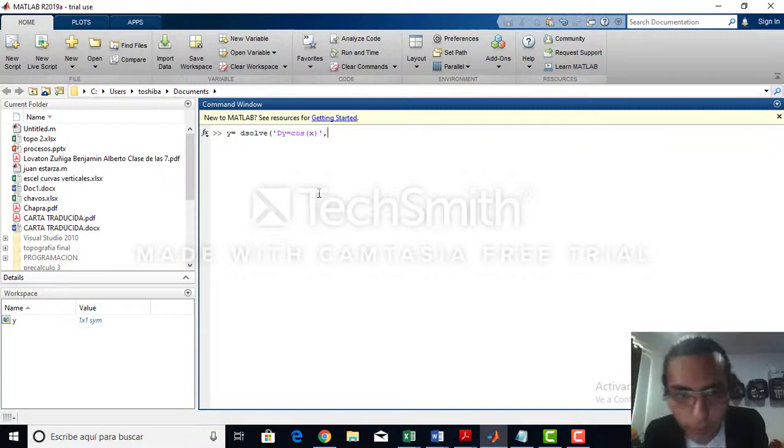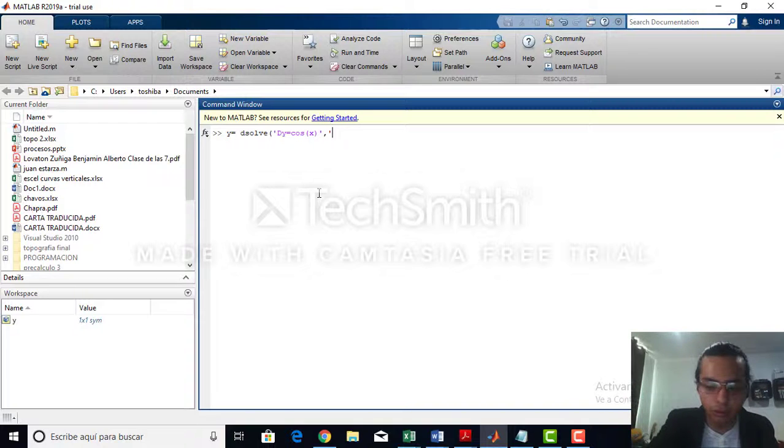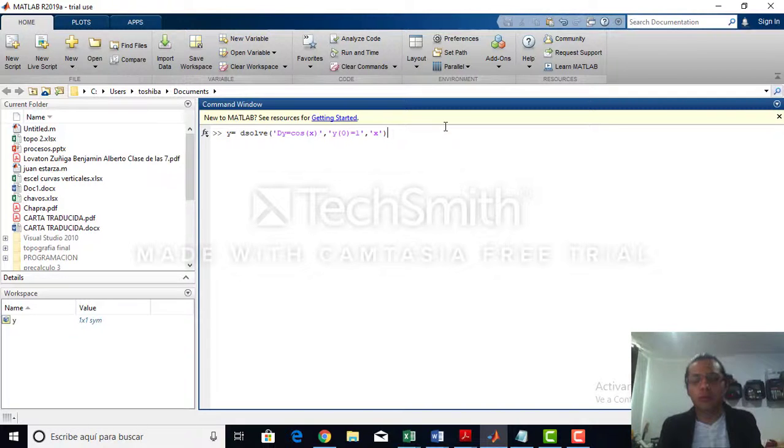We're going to put a comma so we can put our initial condition, that is y of 0 equals 1. We're going to close that again, and we're going to mention the variable in which we want to resolve this equation, because MATLAB has as default the variable t. So if you have in your equation a t, you don't have to write the x. But if you want to integrate in x or in y, any other variable, you have to state it. So we just now run it with the enter button.